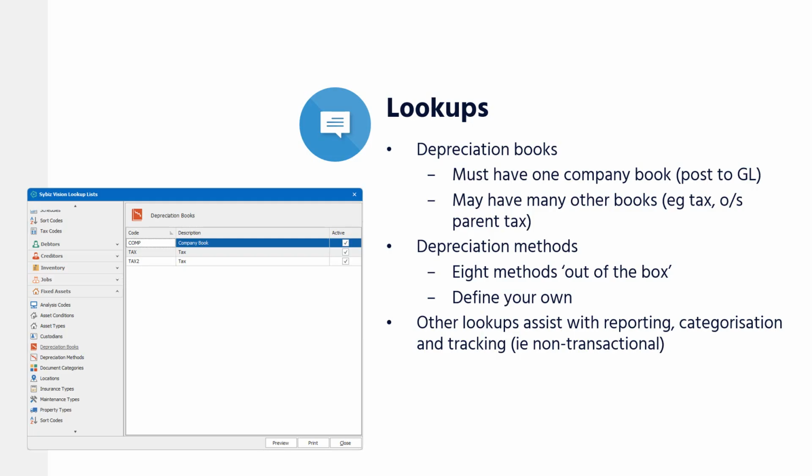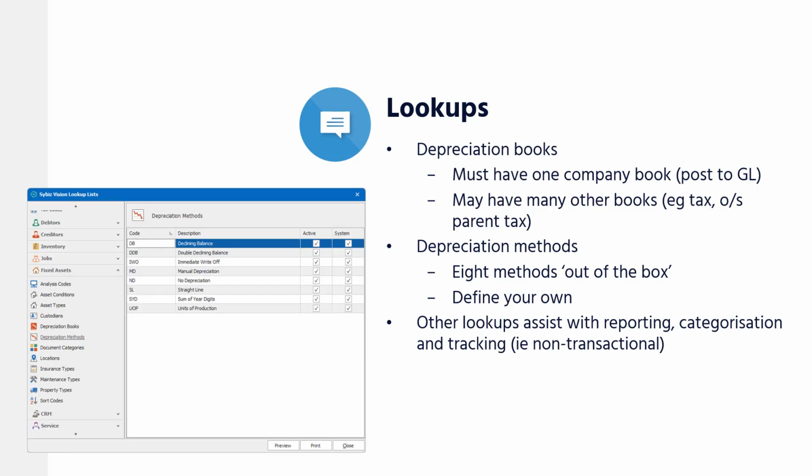Then you can also run your depreciation and keep your fixed asset books along those lines as well. Out of the box, we have 8 different depreciation methods. So there's a couple of no-brainers there in terms of no depreciation and immediate write-off, and then there's the traditional straight line, declining balance, double declining, sum of year digits and units of production, and we're going to keep things pretty simple in this demonstration today, not talk too much about those depreciation methods.